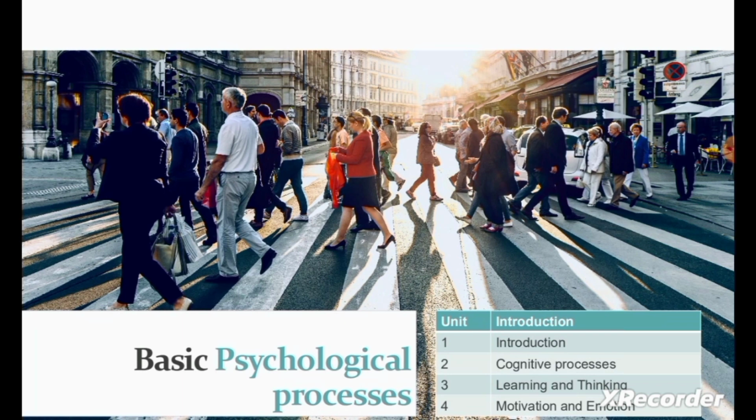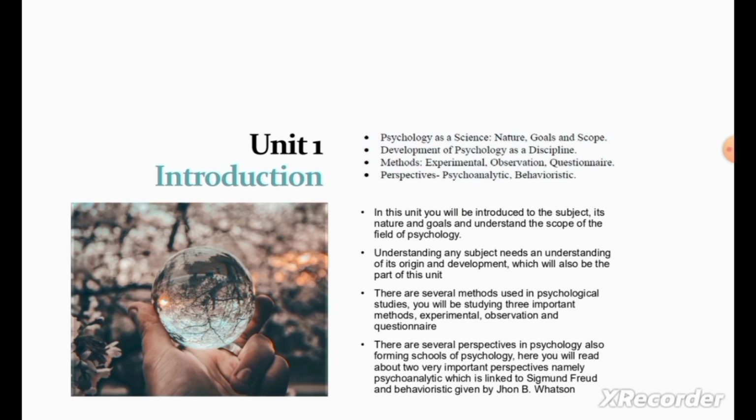In this, you have 4 units: Unit 1 Introduction, Unit 2 Cognitive Processes, Unit 3 Learning and Thinking, Unit 4 Motivation and Emotion. Unit 1 is Introduction. As you can see, it has 4 bullets: psychology as a science, nature, goals and scope; development of psychology as a discipline; methods: experimental, observation, questionnaire; perspective: psychoanalytic and behavioristic.